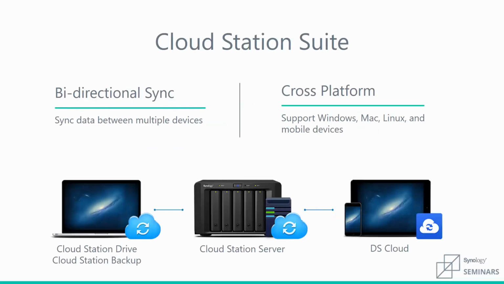Now that you have easy remote access with Quick Connect, you need the ability to sync your data between devices. That is where the CloudStation suite comes into play. Once you install CloudStation Server on your NAS, CloudStation Drive on your computer, and DS Cloud on your mobile device, you can enable a bidirectional sync between all of your devices. This software is cross-platform and supports Windows, Mac, Linux, as well as mobile devices. I'm going to dive into a demo here and show you how this software works.